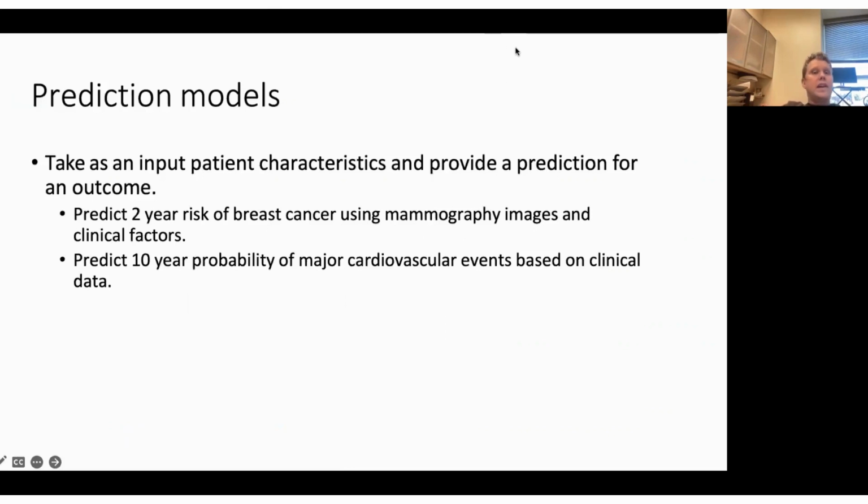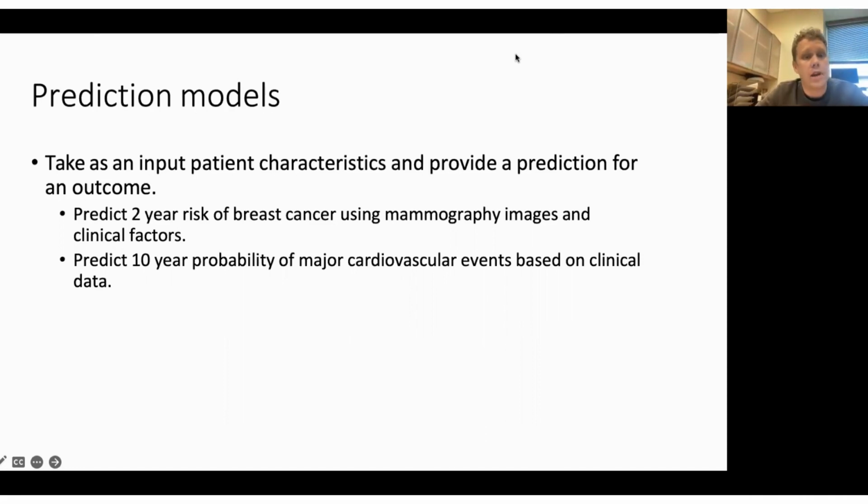So the focus here is on evaluation of prediction models. As some of you might have learned in Karsten's talk, prediction models take as an input patient characteristics and provide a prediction for an outcome. Obviously, this is more general. It doesn't have to be patient characteristics, but in health, that is pretty common.